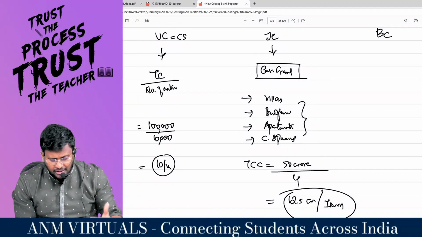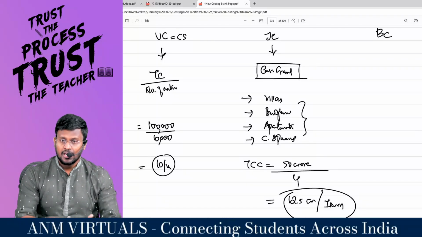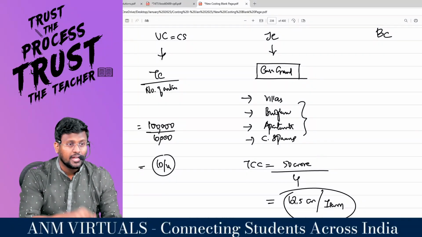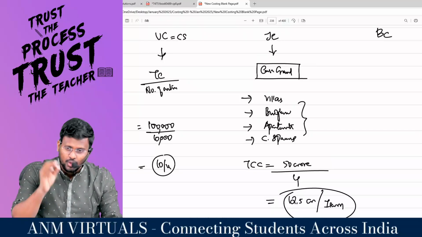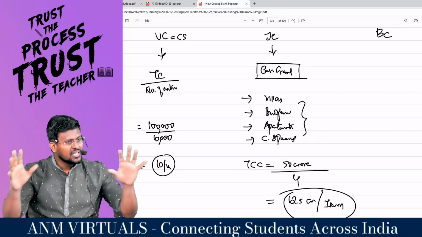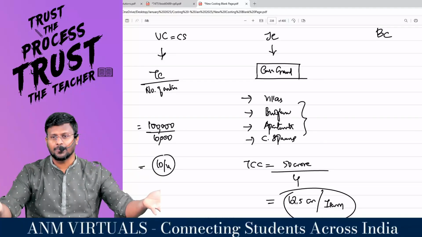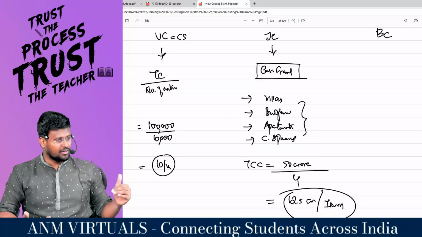Cost of manufacturing the apartment may be different from the cost of manufacturing the commercial space. So if I do divided by 4, it will become homogeneous. If it is homogeneous, that is unit costing. If it is heterogeneous, that is job costing, because I have done 4 different jobs. There, I can't take the numerator divided by denominator.